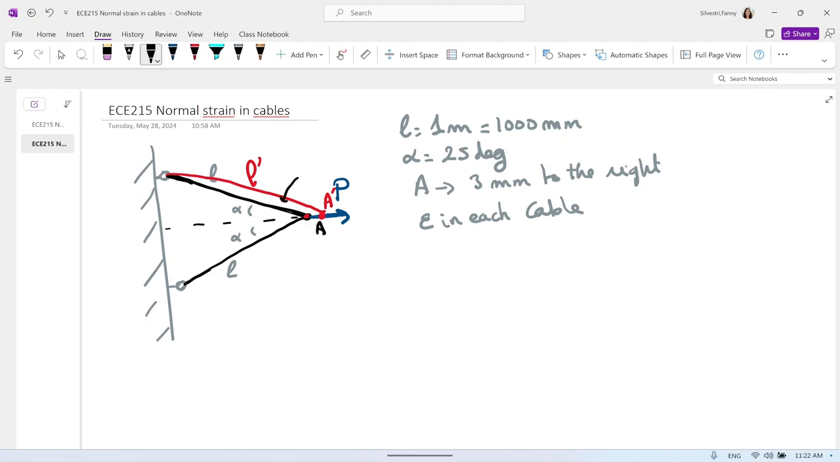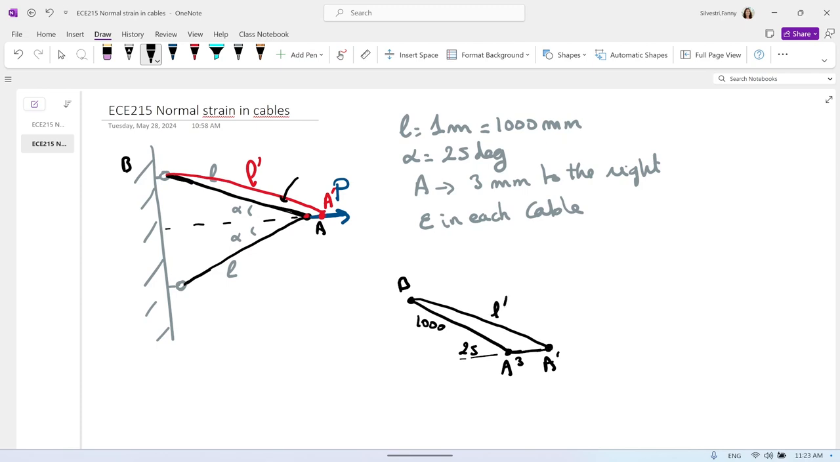So this triangle will be, let's call that point B. So we will have point B, point A, and we know that the angle there is 25, and we know that this distance is 1000, and we will have point A prime. This one is 3 millimeters. I know it's not at the right scale, otherwise we cannot see. And we try to find this distance L prime.